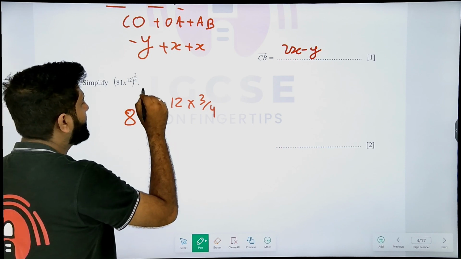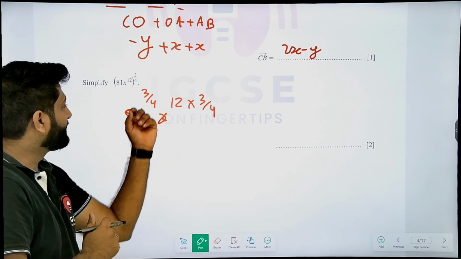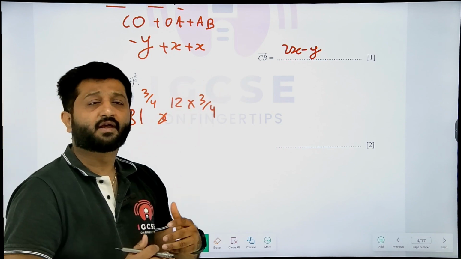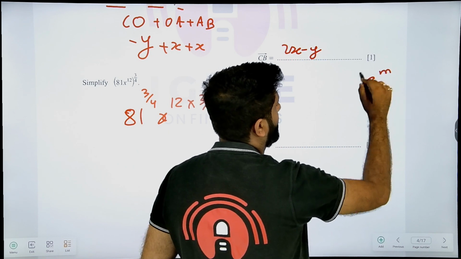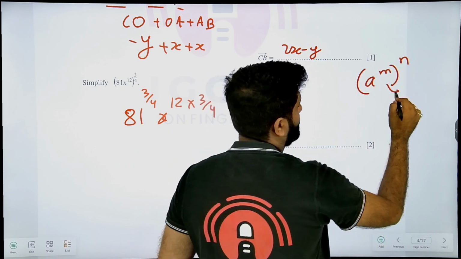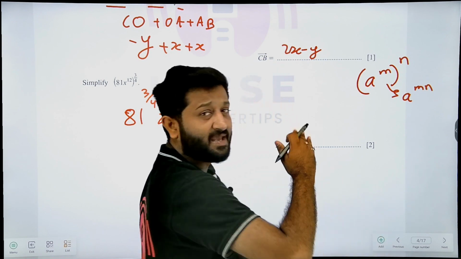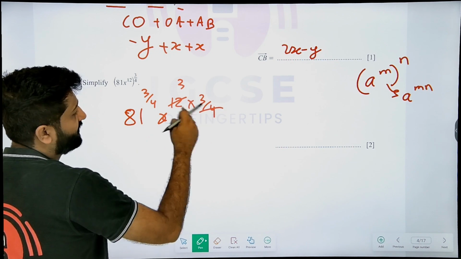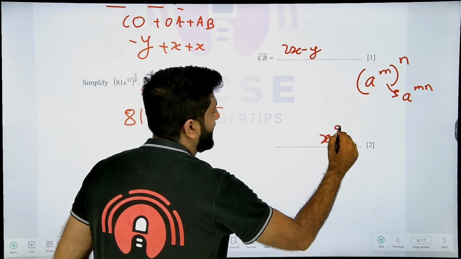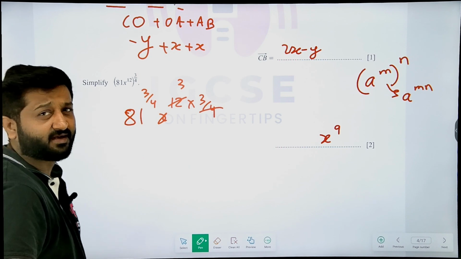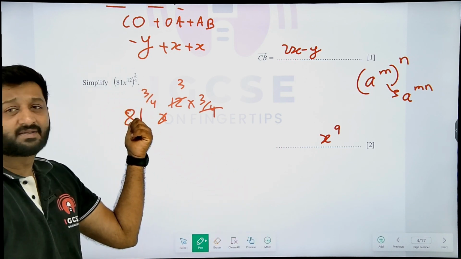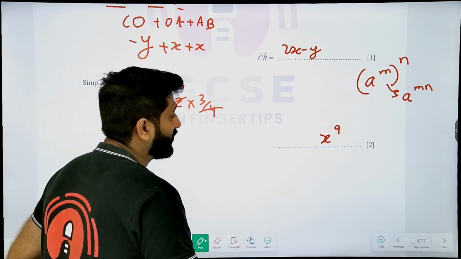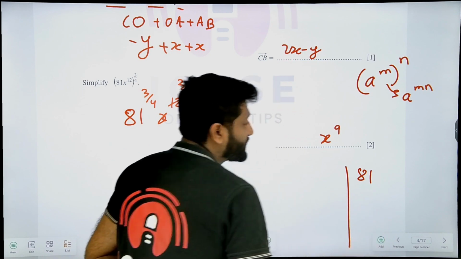So this ideally should be somewhat like this. 81 power 3 by 4 into x power 12 power 3 by 4. Now we know if I have a term which is a power m, raised to power n, it is going to be a power mn, which is m into n. Right, so I can simplify this as 4 3s are 12, so I have x power 9. Now how do I simplify this? Now I think you should remember this as this is what? This is 3 power 4.